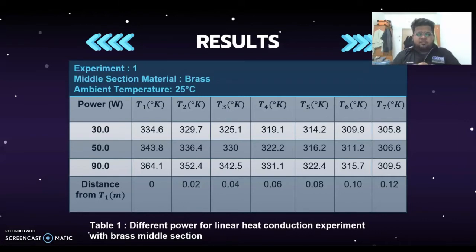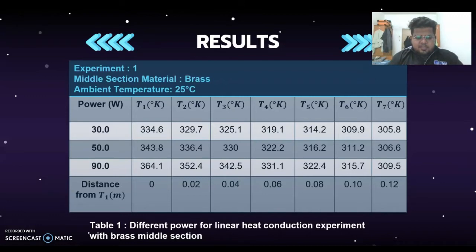Today for heat transfer, we are going to look at the linear heat conduction experiment, which is done using the brass middle section. Okay, for the experiment, the ambient temperature is around 25 degrees Celsius and the power range is from 30 watts to 90 watts.